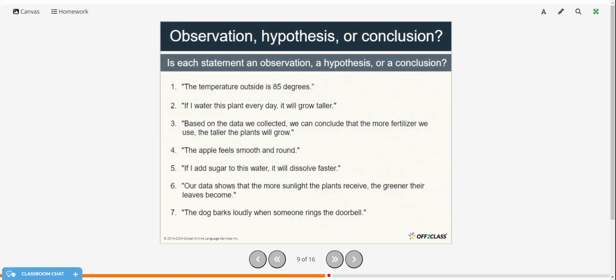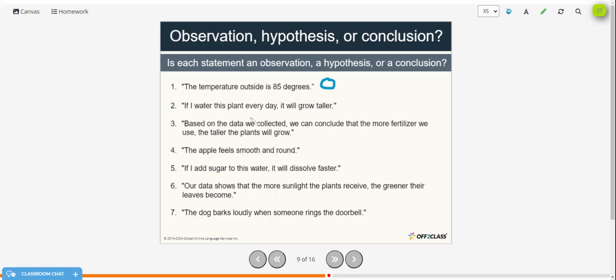All right, so now you have to identify whether each of these statements is an observation, a hypothesis, or a conclusion. So the temperature outside is 85 degrees. Well, that would be an observation. She would look at the thermometer and determine what the temperature is.